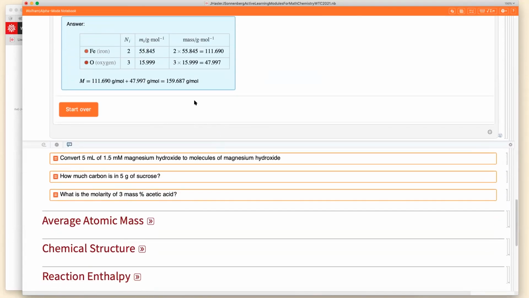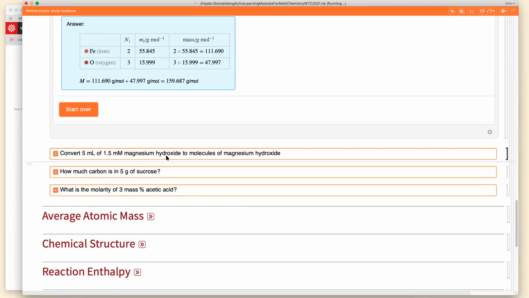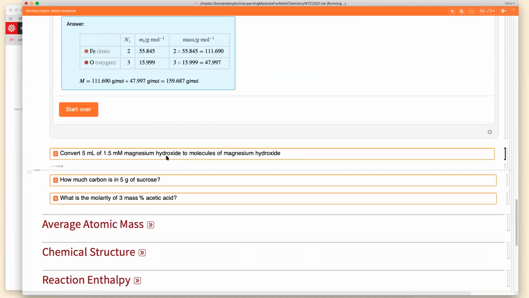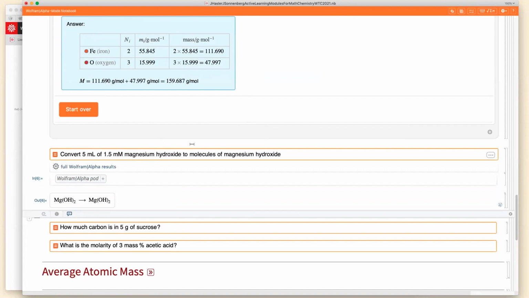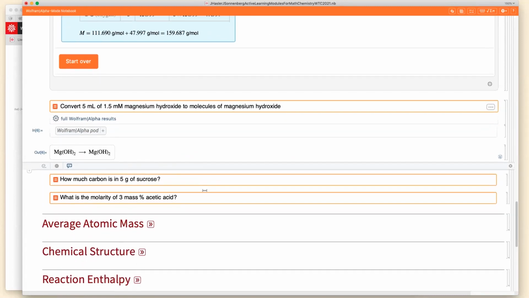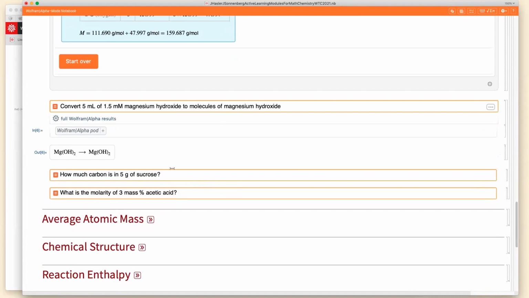We're not limited to just pure substances. We can have solutions. In this case, we have an example of a single component solution where we have an aliquot, and we want to know how many molecules of magnesium hydroxide there are. Nope, it seems to have misinterpreted that. That's unfortunate. I have to check that out, see what bug has crept in.